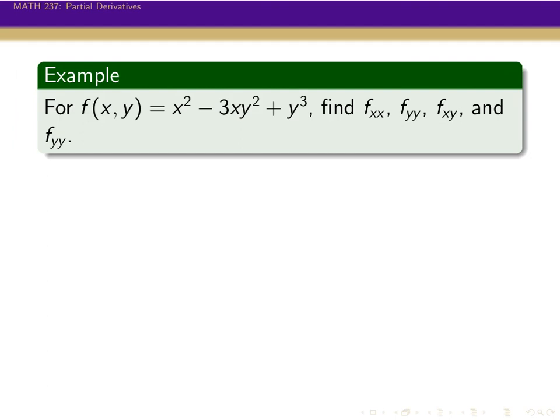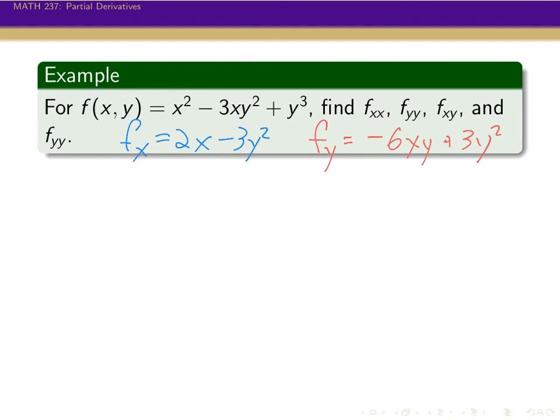And so before we saw that the partial in terms of x of this was 2x minus 3y squared. Partial in terms of y is minus 6xy plus 3y squared. So that's what we figured out before. And now we want to find the second order partials, right?